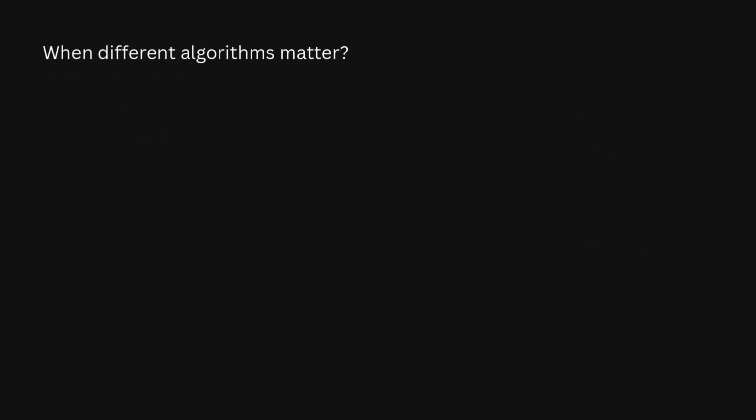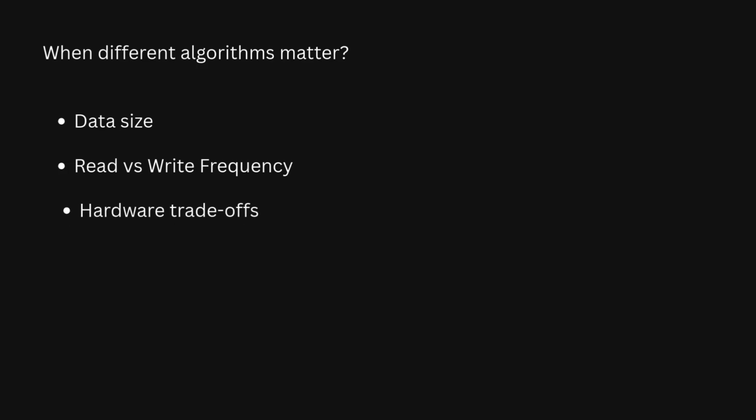Now, when different algorithms matter, you don't always need the most efficient algorithm. Consider data size. O(n squared) might be fine if n is always under 100. Read versus write frequency. Optimize read heavy operations with O(1) or O(log n). Hardware trade offs. Sometimes O(n) with less memory is better than O(log n) with more memory. The key is knowing which algorithm to use when.